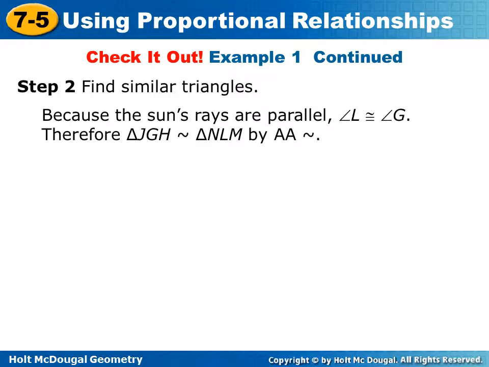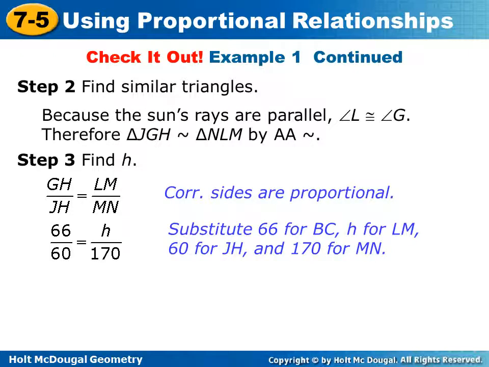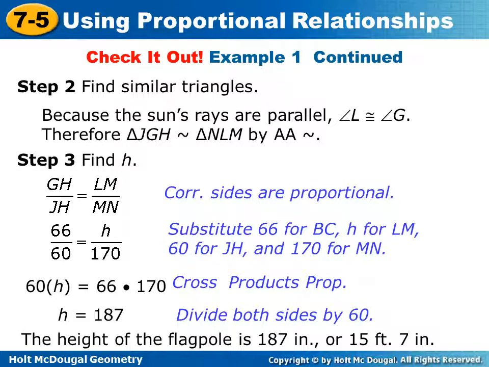Now we'll use our proportions. We know that our similar triangles are JGH and NLM. Therefore, our proportional statement is GH to JH equals LM to MN. Plug in your segments in inches. 66 to 60 equals H over 170. Cross multiply and divide by 60 to get H equal to 187 inches, or 15 feet 7 inches.